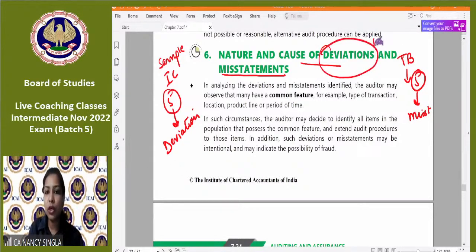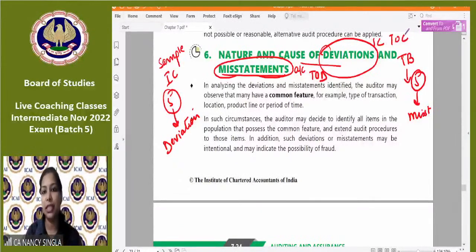Deviation is used with what? Internal control, and misstatement is used with what? The account balances and transaction, that is test of details, और ये test of controls में use करते हैं. ठीक है. अब अगर कोई deviation या misstatement होता है तो क्या करना है? उसको इग्नोर करना है? नहीं, उसको क्या करना है?